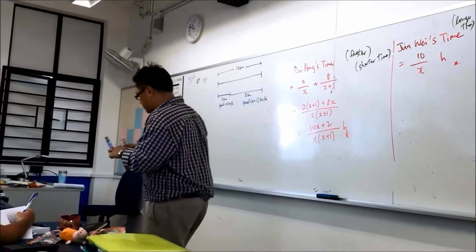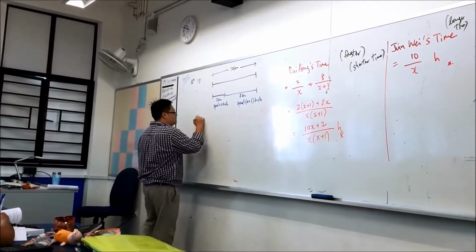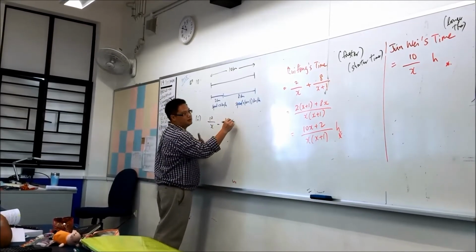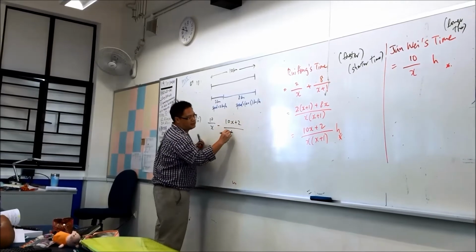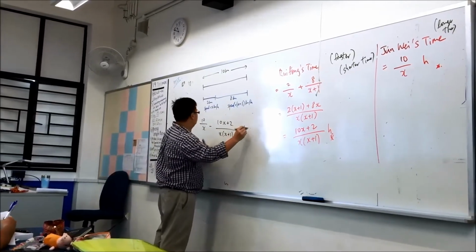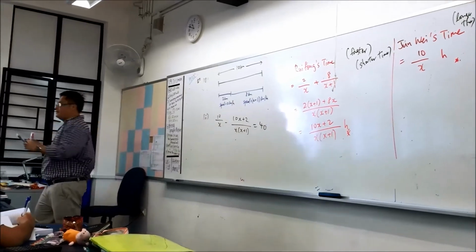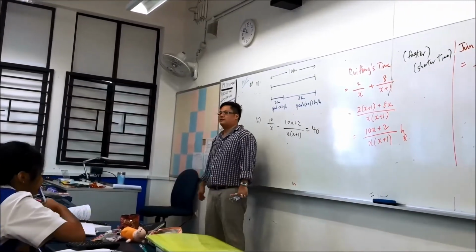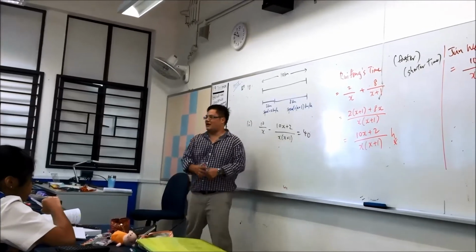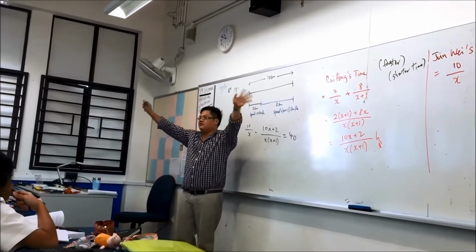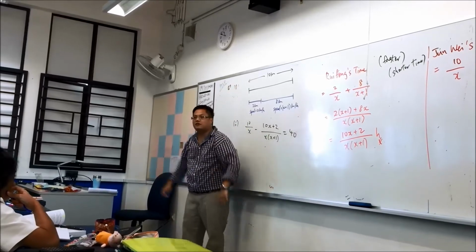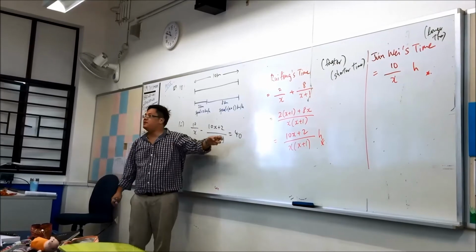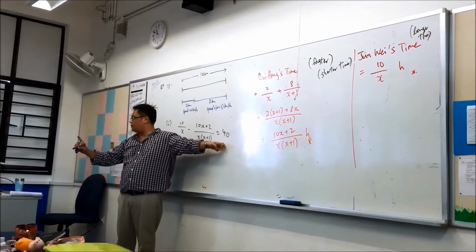Are we cool? Okay, so I will do this. Part 2, I write 10 over x minus 10x plus 2 over x bracket x plus 1 equals 40. Is this correct? Why is this wrong? Everyone look at it. Is this correct? No. Why is this wrong? Time is in hours. Very good. Hours, minutes, right? Don't get caught.